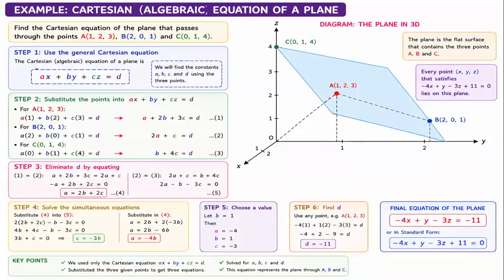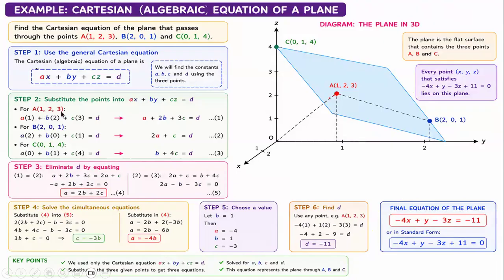So an example of the Cartesian equation. We find the Cartesian equation of a plane that passes through the points A(1, 2, 3), B(2, 0, 1), and C(0, 1, 4). So step 1, using the general Cartesian equation, we will find the constants a, b, c, and d using the 3 points. So we substitute the points into ax plus by plus cz equal d.